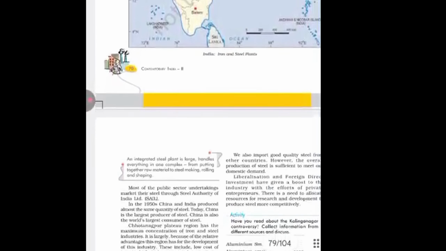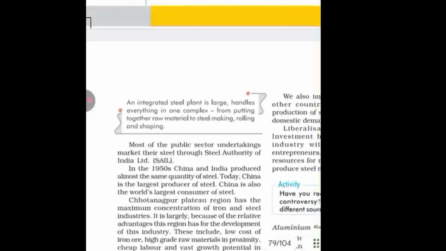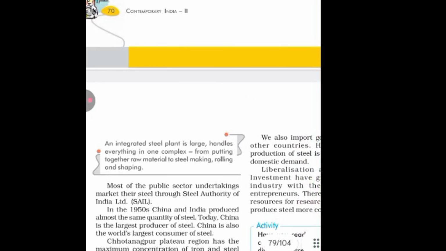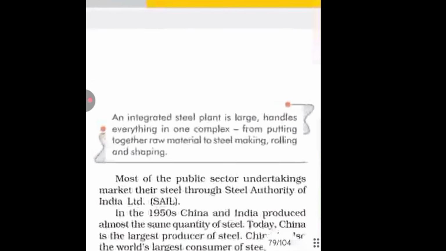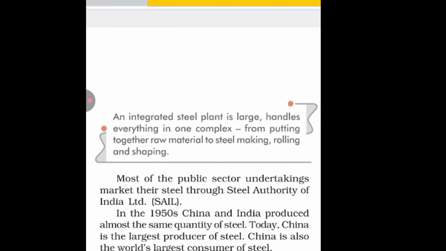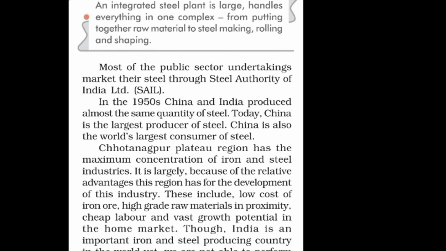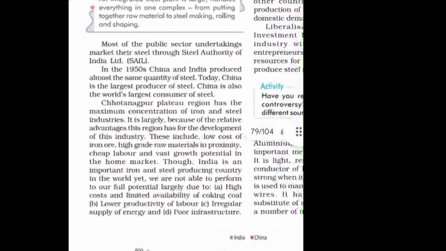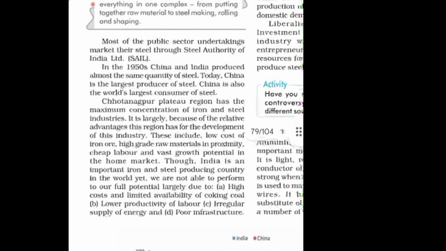Now, iron and steel, basically the undertakings are made through the Steel Authority of India, or SAIL. An integrated steel plant is large and handles everything in one complex, from putting together raw material to steel making, rolling, and shaping. That's what I said. Now, it is a basic industry.